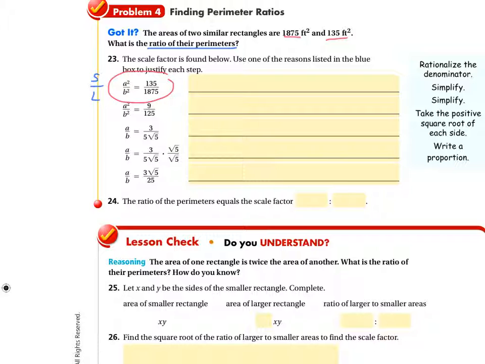Did they give that to you on the right? Oh, you get to make a choice on the right. So is it rationalizing the denominator, simplifying, taking the positive square root of each side, or writing a proportion? Which do you think it is? Our justification. You're looking down here. It's writing the proportion. So we're going to choose this one.